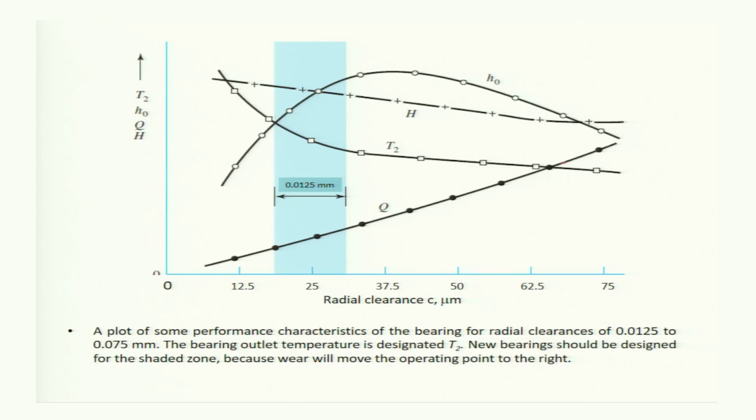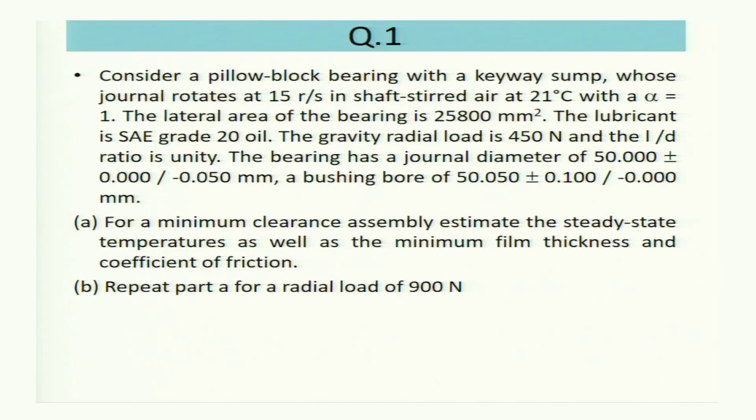The flow rate increases with the increase in radial clearance, the outside temperature decreases, and the heat generation H is also decreasing with the increase, but the minimum film thickness is first increasing and then decreasing. So, this zone is found as the most appropriate zone. With this, this is a particular question which may be solved using the analysis which has been done.